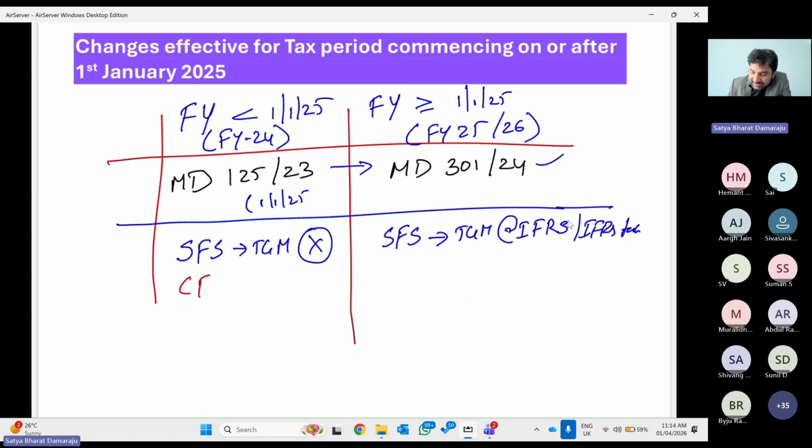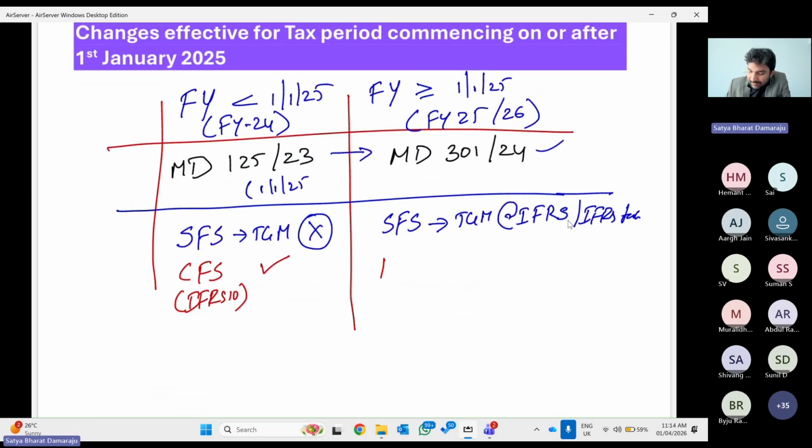Next, previously CFS was mandatory, and it had to be prepared as per IFRS 10. This was mandatory, that we had to get it done. Now we will prepare AFS. It's mandatory, but not as per IFRS 10, but from the special framework of the FTA as given by the FTA.